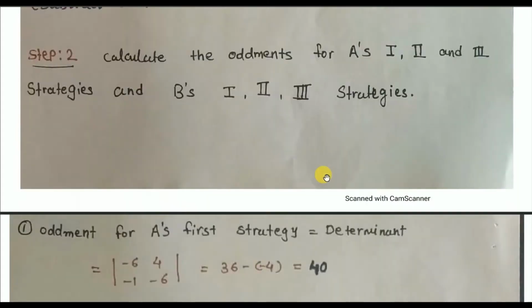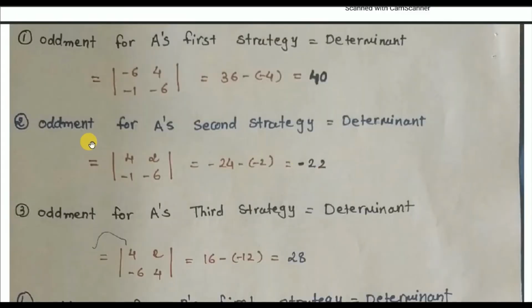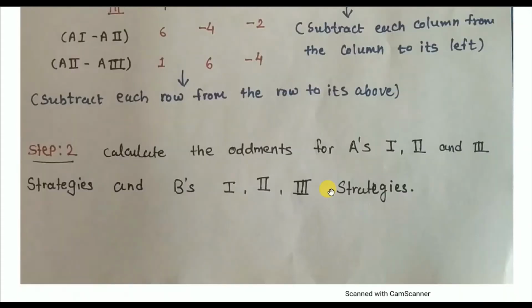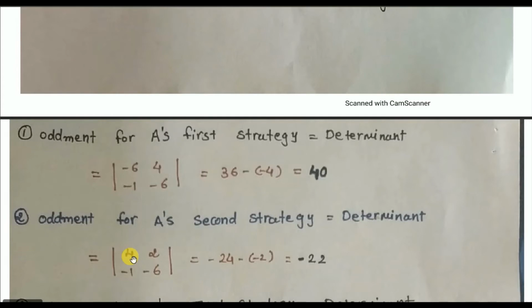Now we also calculate the oddment for A's second strategy in a similar way. While calculating the oddment for the second strategy, we omit the whole second row of the column differences. The remaining 4 terms in the difference table are 4, 2, -1 and -6, and our oddment is also 4, 2, -1 and -6.